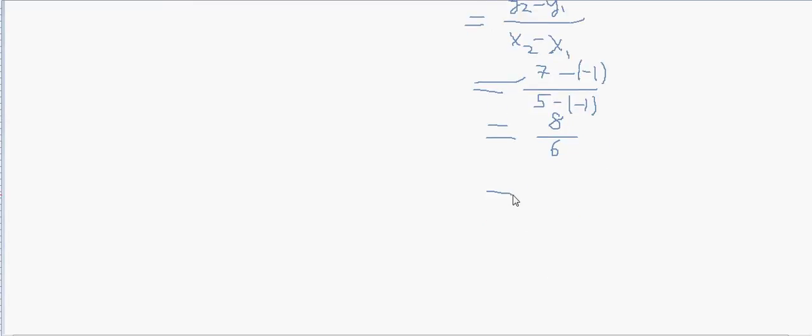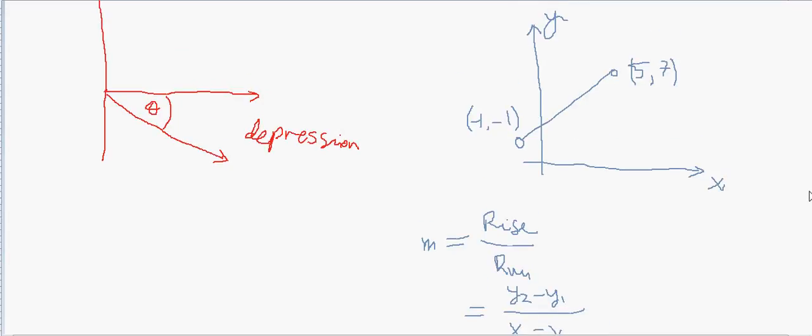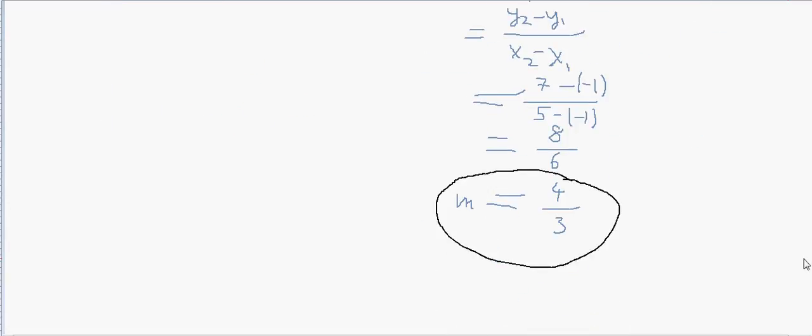And simplifying it down by 2, we get 4 and 3. And that's the gradient. So the gradient of the slope is 4 over 3, or 4/3. One important thing to remember is that the gradient has no units. It's simply a number. Do not forget this.